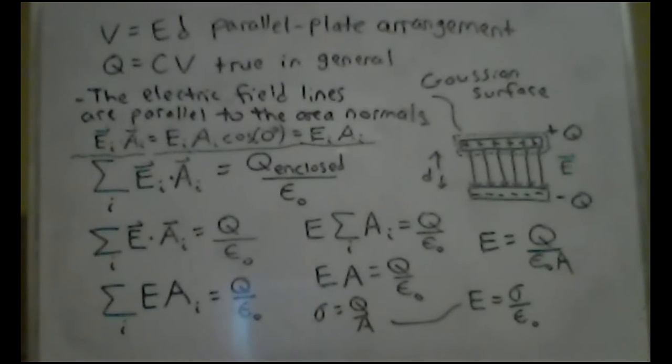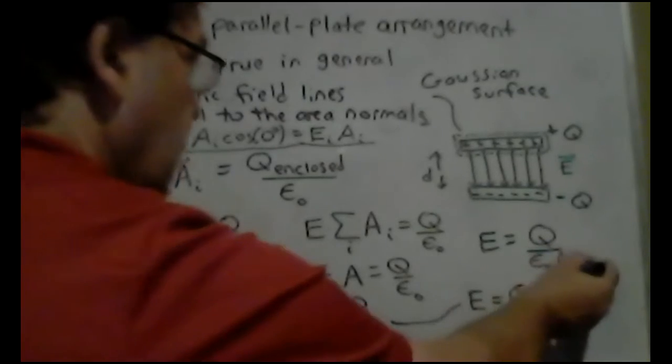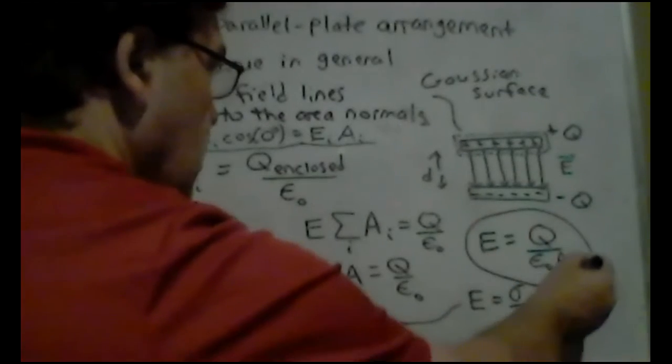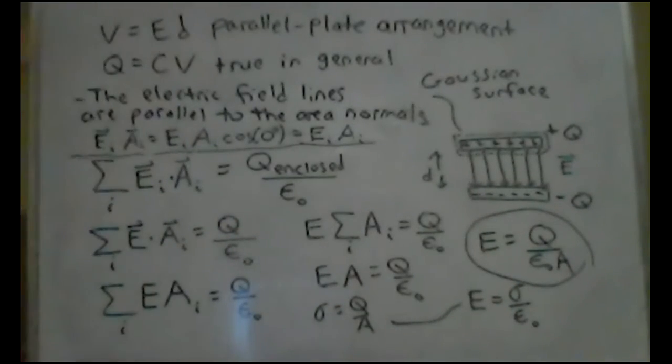We're really not going to do that here. We're going to go with this relationship right here. So we now know two relationships between electric field and charge. We know the one for the point charge, and now we know the one for a parallel plate arrangement. So we've gone from knowing one thing to knowing two things. That's very important here.